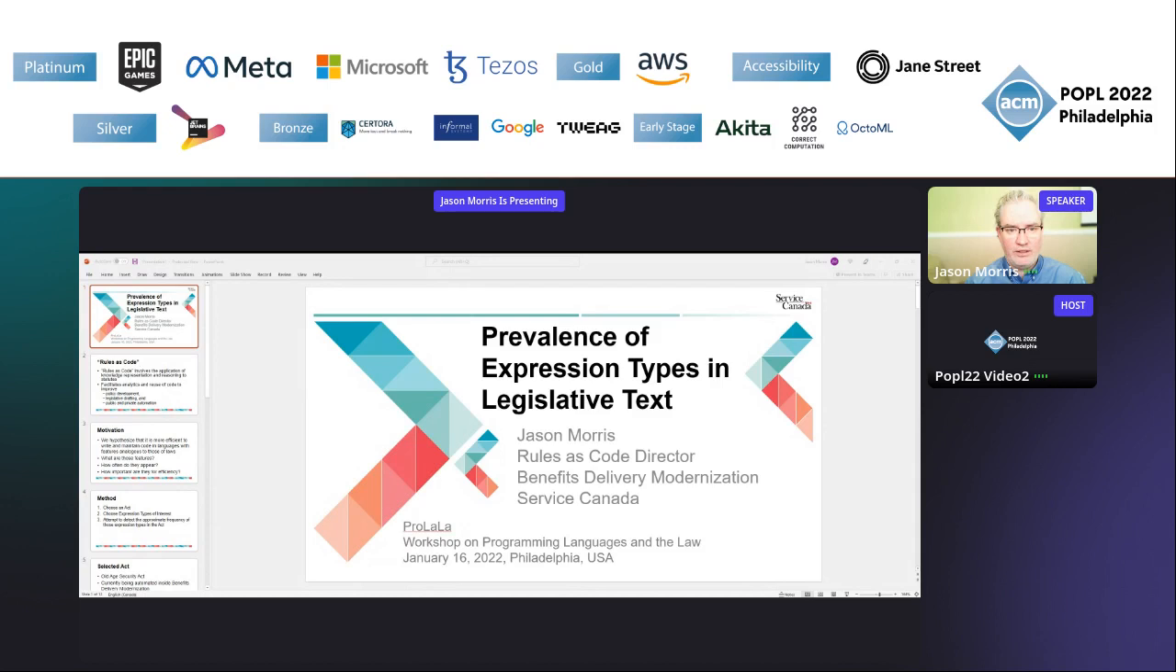So we are assuming that it will be easier for us to encode laws in a knowledge representation language if that knowledge representation language has features that are analogous to the features of language that are used inside the statutes. So the question then becomes, what features are used inside the statutes? How often do they appear, and how important are they for coding efficiency?